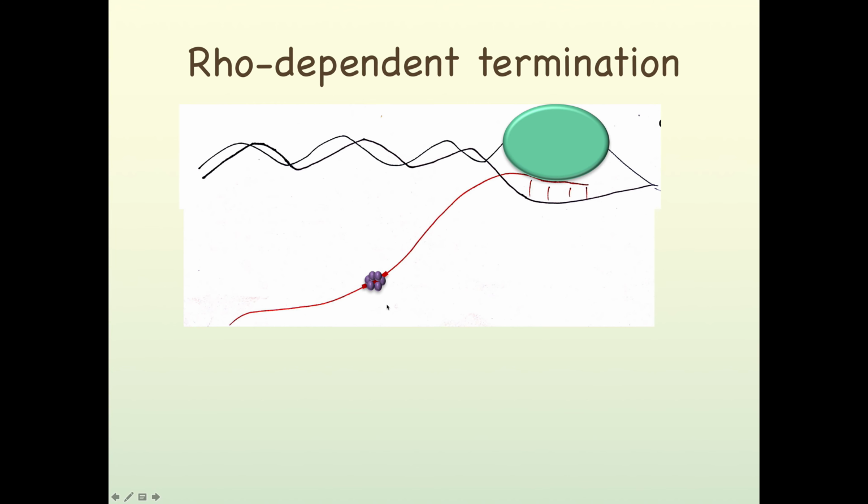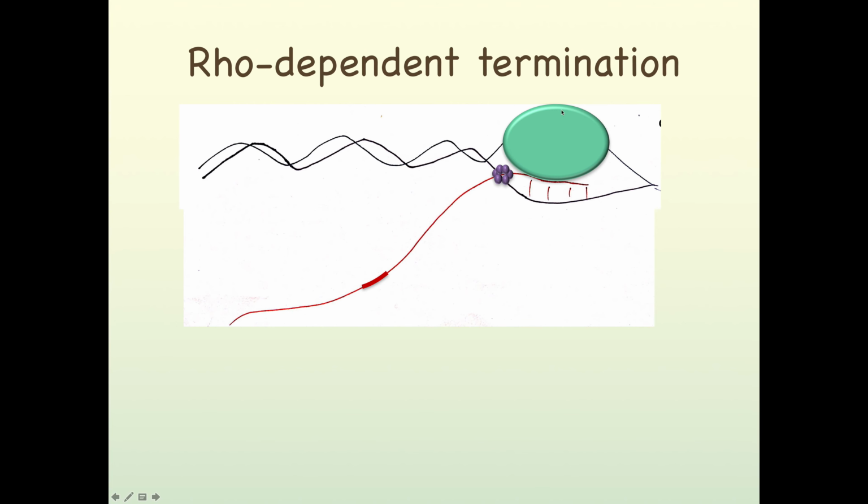Rho will basically encircle the nascent RNA chain. And again, this has to be an RNA chain that is not blocked by ribosomes. This hexamer is basically a translocase, and it has helicase activity as well. In an ATP-dependent manner, it will travel along behind the RNA polymerase as the RNA polymerase continues to transcribe.